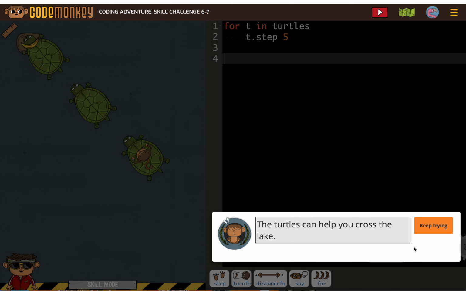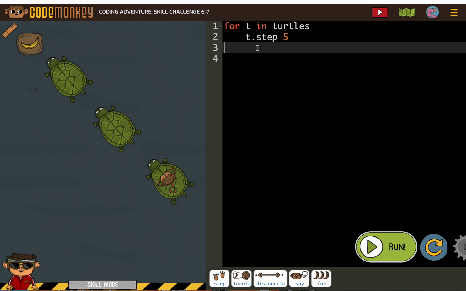Okay. The turtles can help you cross the lake. I wanted to make sure I had the turtles moving right before I checked to see how far I need the monkey to move. But sometimes that's a problem with loops. You can't really test your work the way you would like.